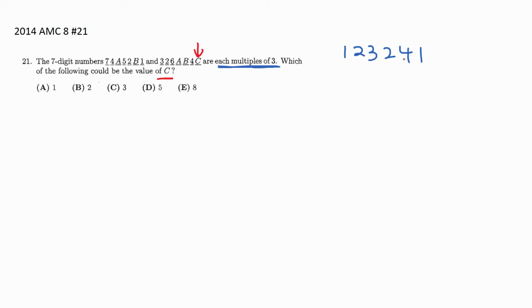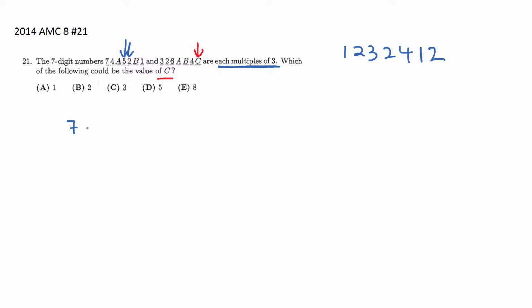This is 6, 8, 8, 9, 13. Let's add 2 more. So this should be 15, right? 6, 8, 12, 13, 15. I know for sure that this is divisible by 3. All right. So going back to this, let's focus on this number.